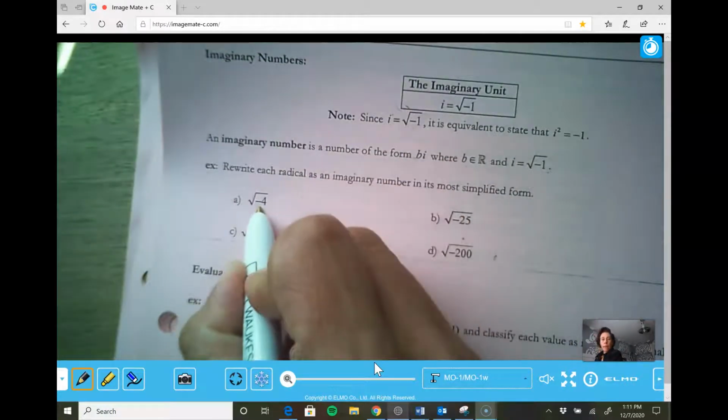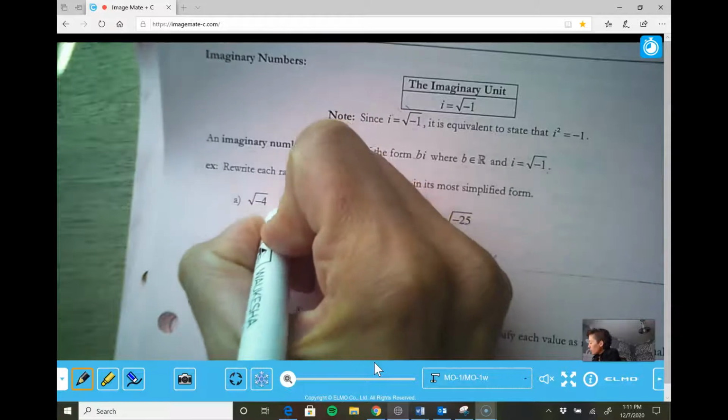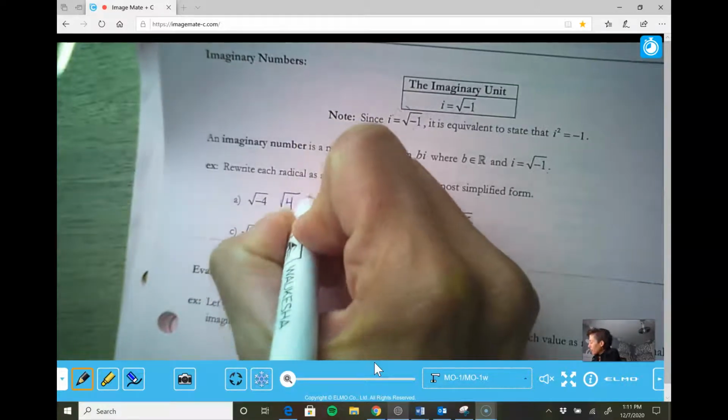Normally, again, we would get an error message, but what we're going to do is break this down into the square root of 4 and the square root of -1.